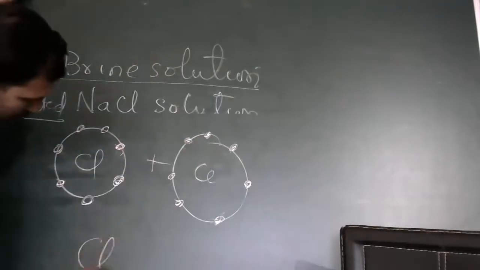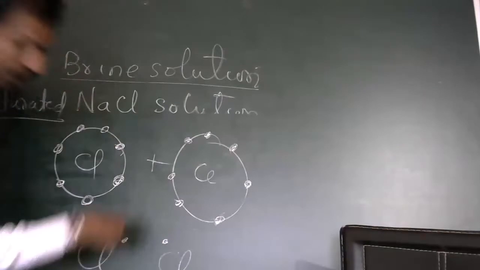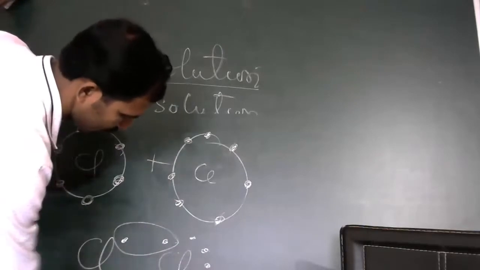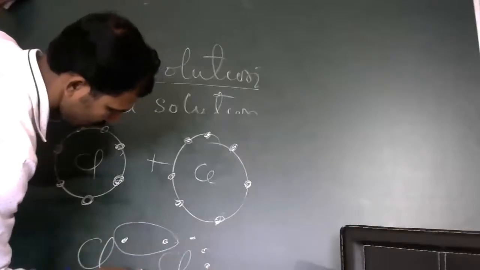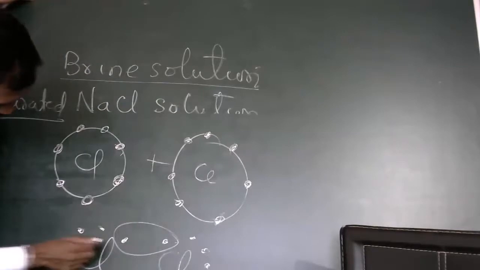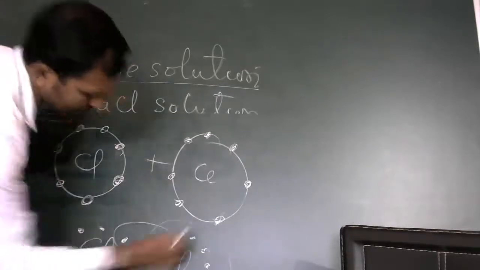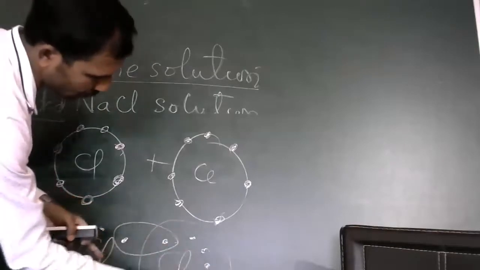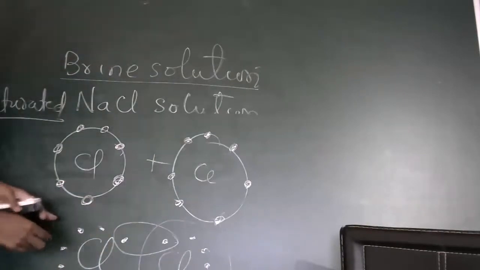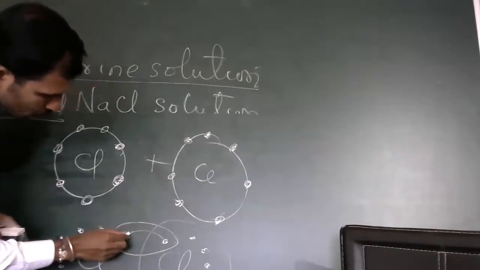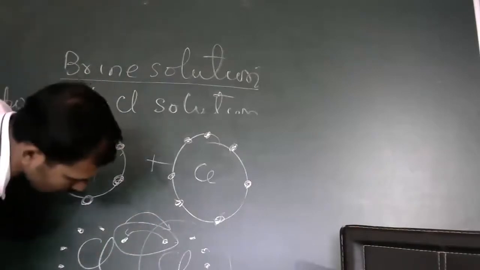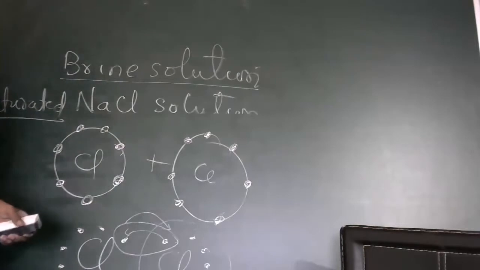One electron from one chlorine and one electron from another chlorine bond together. See here, Cl with 1, 2, 3, 4, 5, 6, 7 electrons around it, and this one is also having 7 valence electrons. This will share one electron with that, and that will share one electron with this. By sharing 1 electron, they become Cl2.